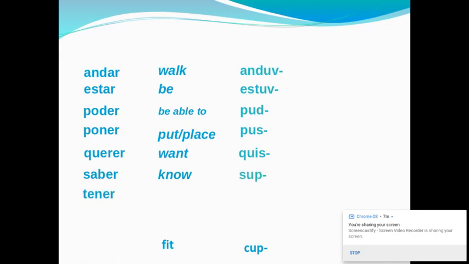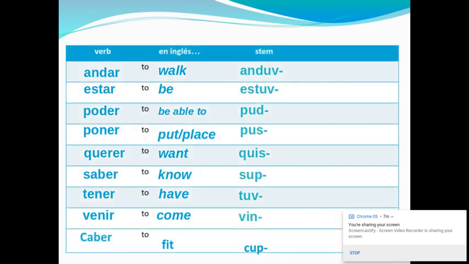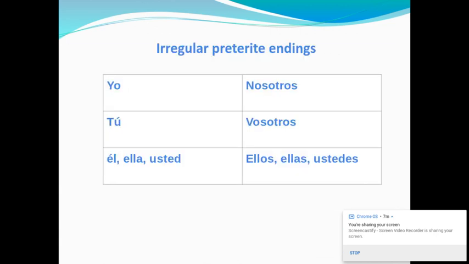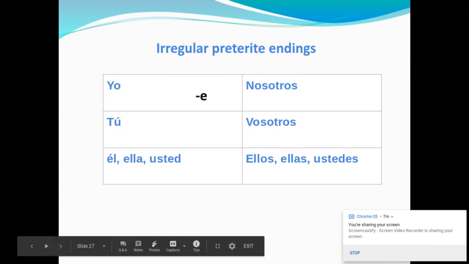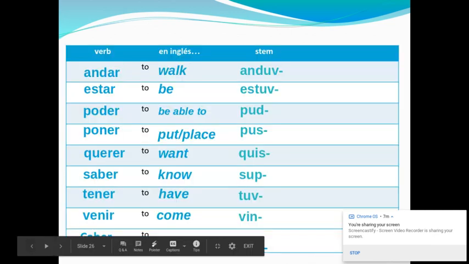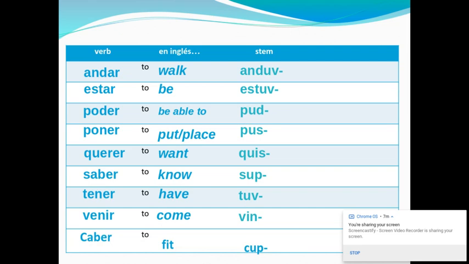Sup. Tener, to have, tuv. Venir, to come, vin. And caber, to fit, cup. So just like hacer went to hic, hice, hiciste, hizo, all of these verbs here have a different stem change, but they all have the same ending.